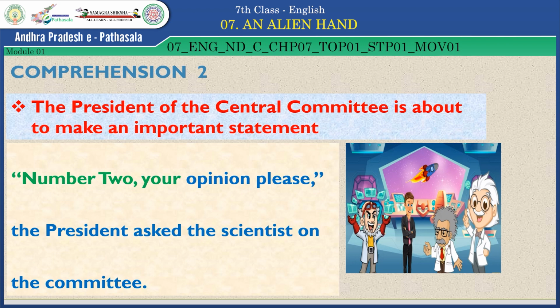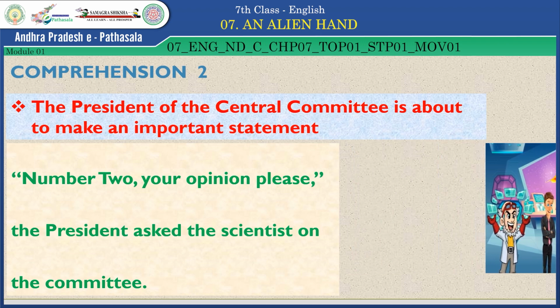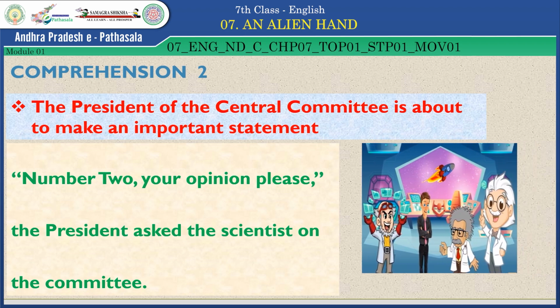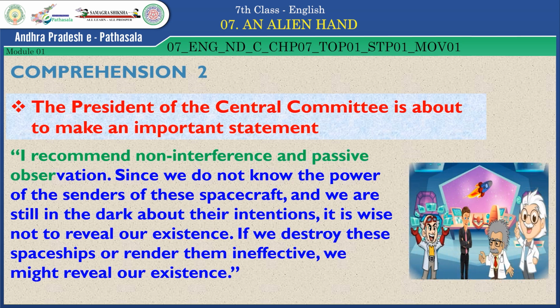"Number two, your opinion please," the president asked the scientist on the committee. "I recommend non-interference and passive observation since we do not know the power of the senders of the spacecraft and we are still in the dark about their intentions. It is wise not to reveal our existence. If we destroy these spaceships or render them ineffective, we might reveal our existence."